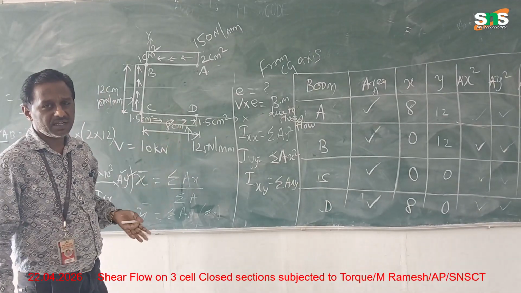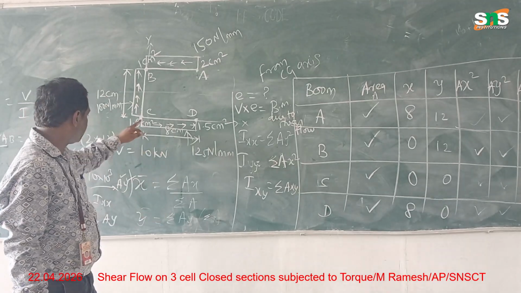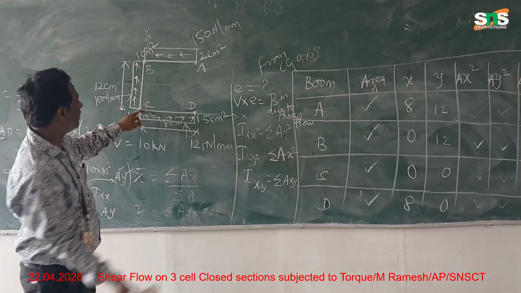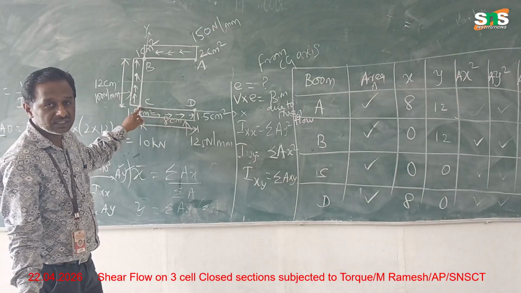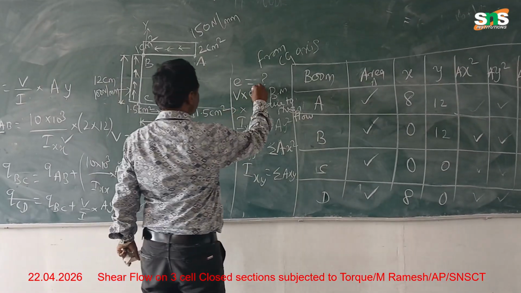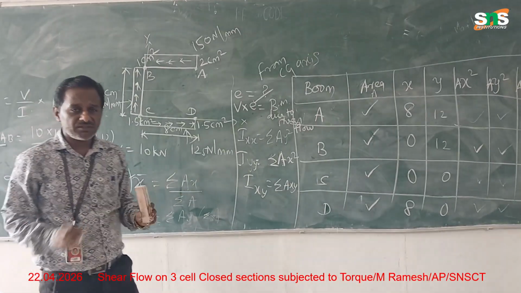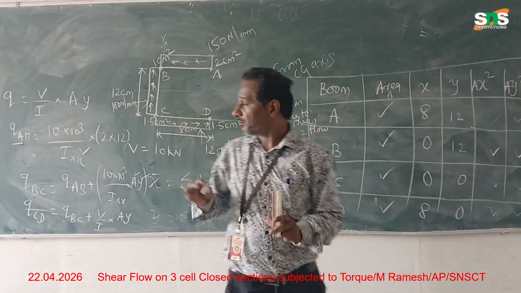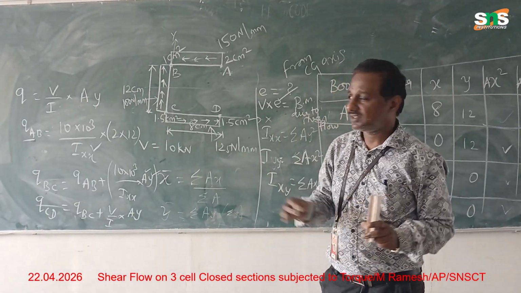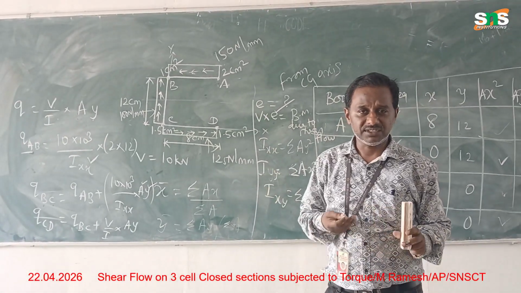Take the correct sign convention also. Then you take a particular point, let's take the point C. About that point you can find the bending moment. Then you can get the value of e, because e is the only unknown value. So like that you can follow the procedure to calculate the shear flow as well as the shear center for the given problem.